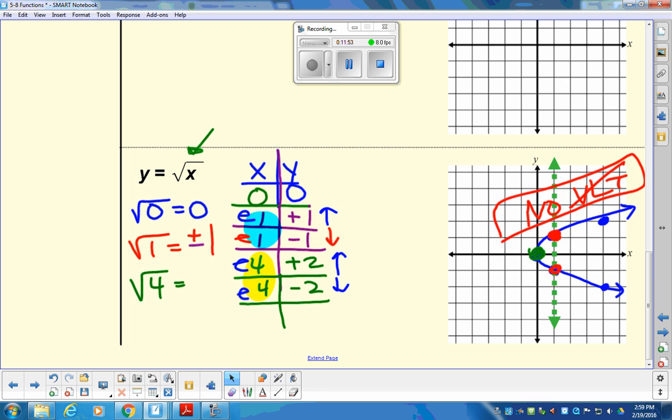Let's see again here. If I run it over again, nope. It's hitting here and here. It can only hit 1 time, so not a function. So that gives you a little taste of when it's not a function.